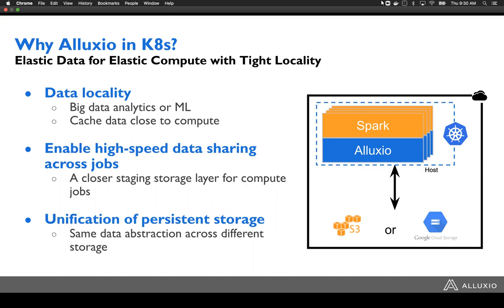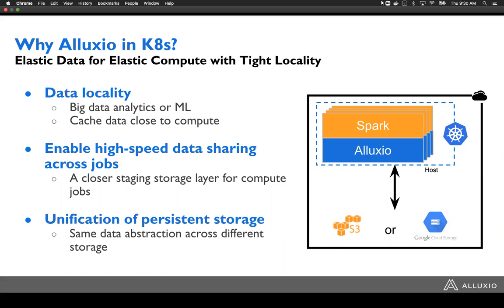So this is kind of why we need a solution like Alluxio on Kubernetes. When you have your compute cluster running with Kubernetes, accessing data which is not present on the Kubernetes cluster, Alluxio brings a few useful features which we have described on this slide. The first thing that Alluxio brings is data locality, even if your storage is not deployed on Kubernetes.